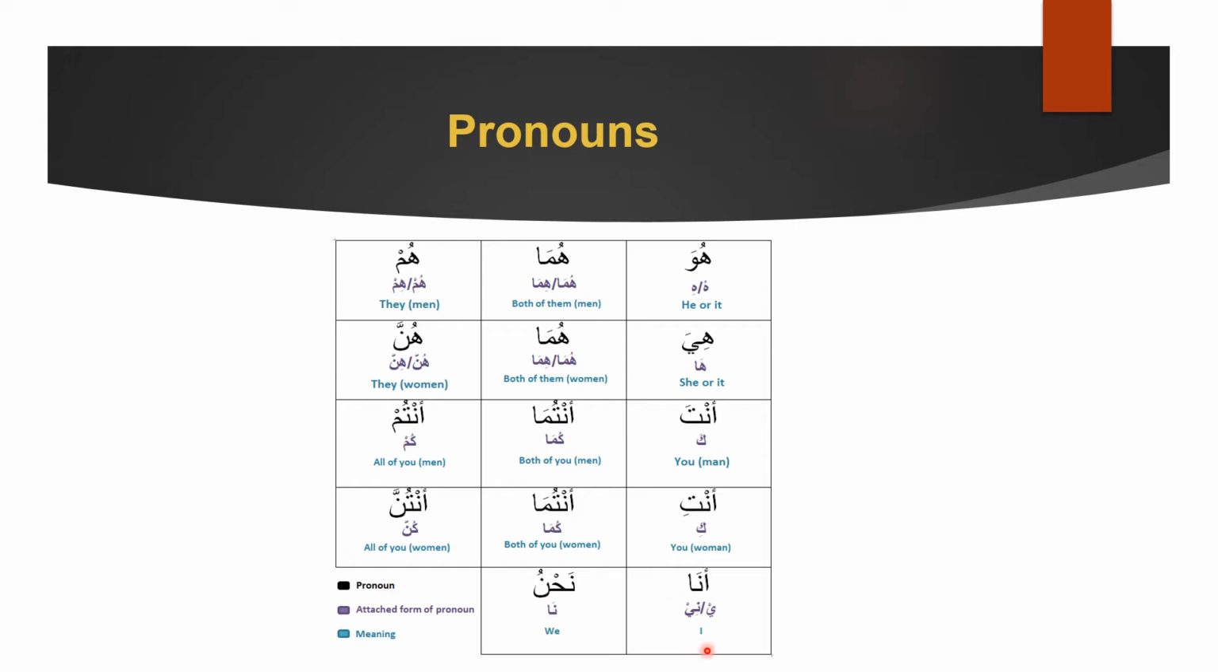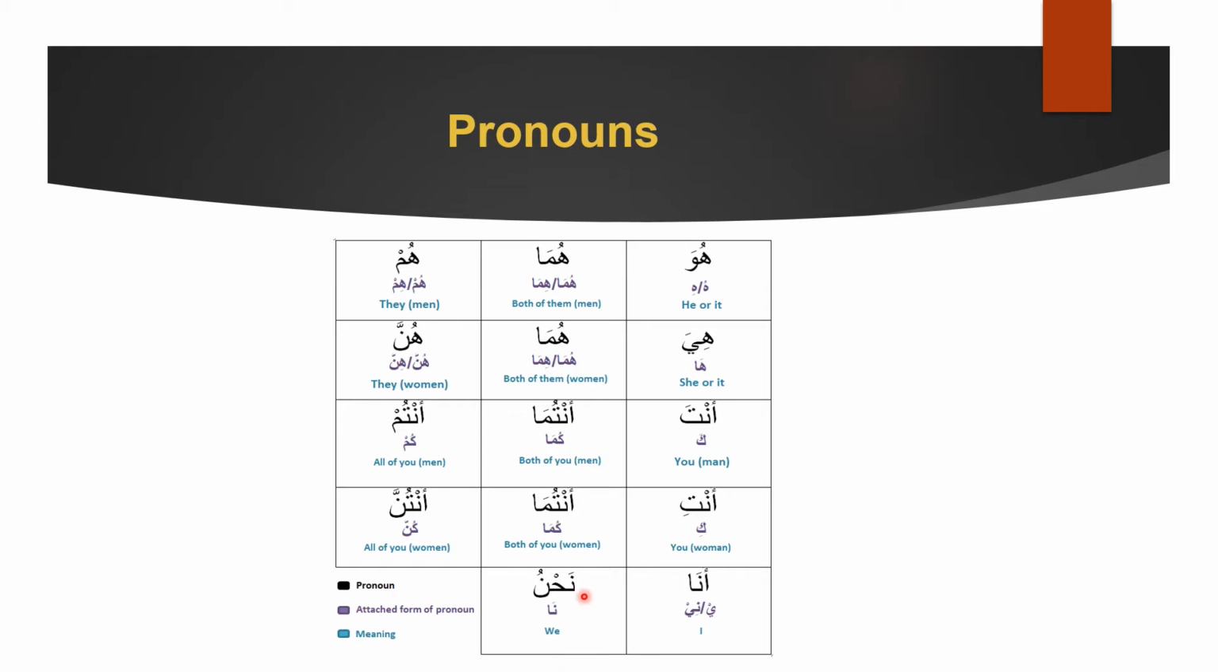Ana, I. Nahnu, we. Now this nahnu includes both dual and plural. Ana is singular, okay? Nahnu, all of them. So it can be we both or we all, right? Nahnu, we both or we all.